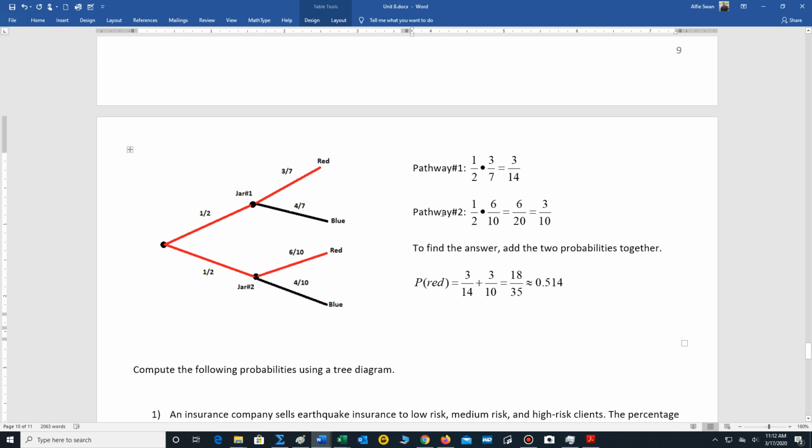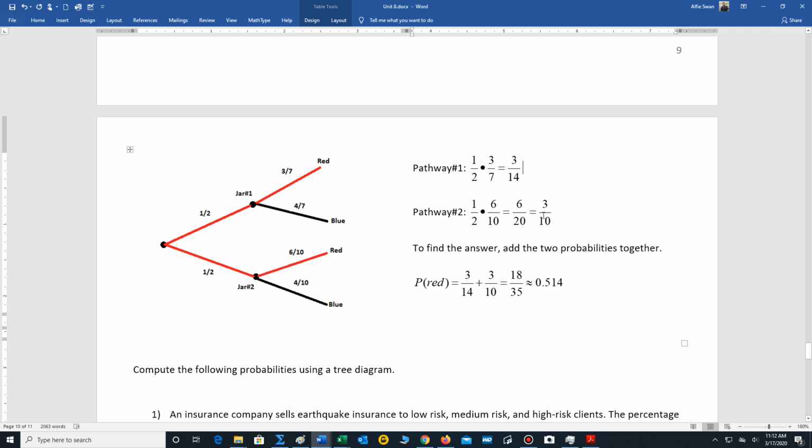Now if we instead choose jar 2, we're going to have a second pathway. So if there's a half a chance we pick jar 2, and then there's a 6 out of 10 chance of picking a red ball. So we multiply that out, and we end up with 3 out of 10. So if we pick jar 2, there's a 3 out of 10 chance of selecting a red ball.